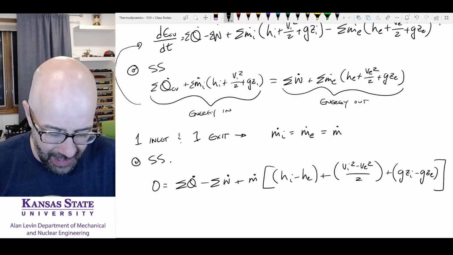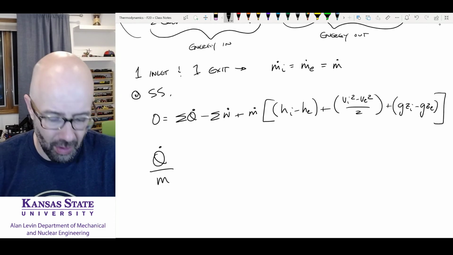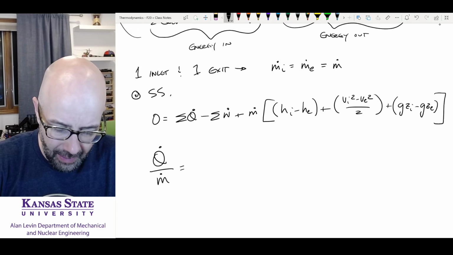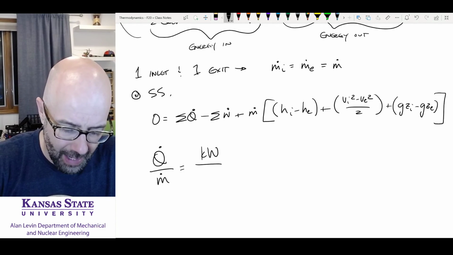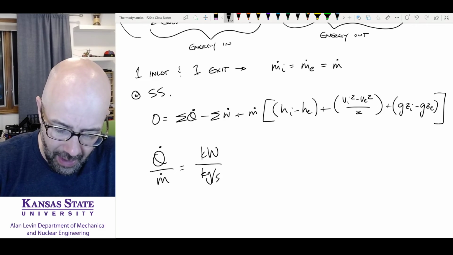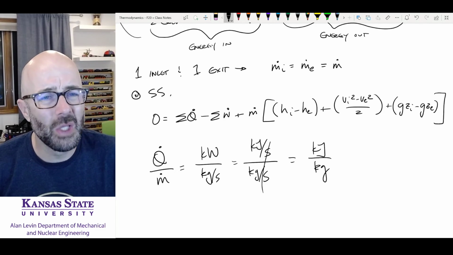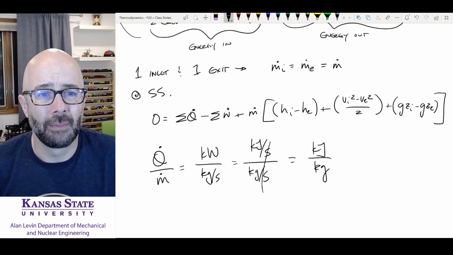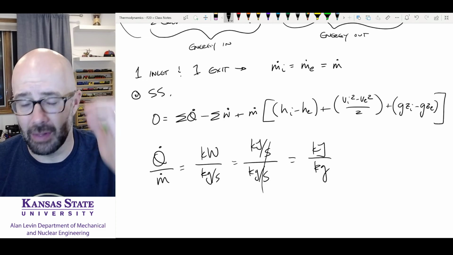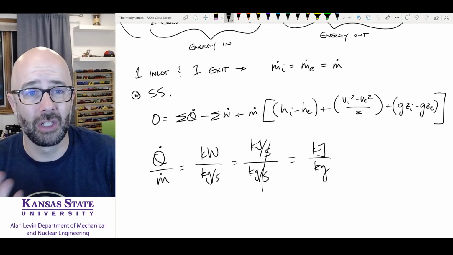Last thing, I promise, is the last thing. Sometimes when we take our Q dot and divide it by our mass flow rate, Q dot is in kilowatts, and mass flow rate is in kilograms per second, right? And what was a kilowatt? A kilowatt is a kilojoule per second. The kilograms per second cancel, and we get kilojoules per kilogram. It looks like units we had before, internal energy units, enthalpy units. But no, this is when we're dividing it by mass. The seconds go away because we're dealing with the same rate scale.